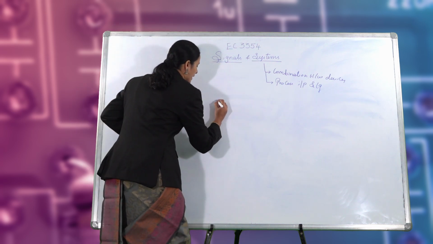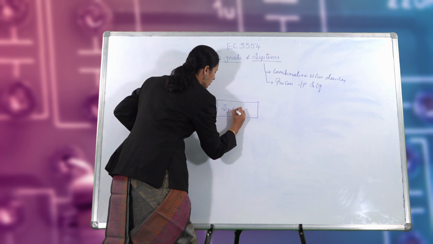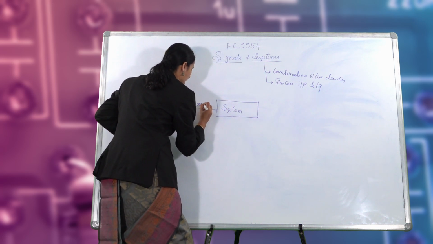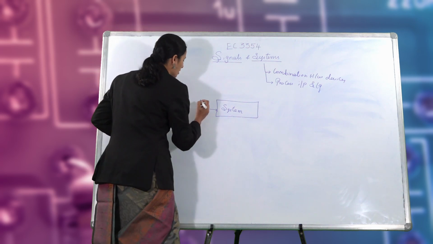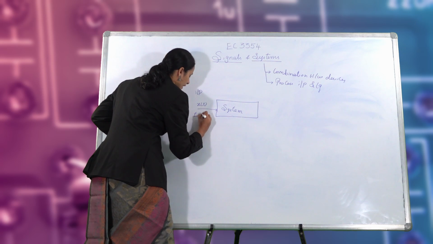We can represent it as a hardware system. This is your system. This is your input signal x of t. X of t is your input. I am naming my signal x of t as input signal. We call it as an input signal or excitation.